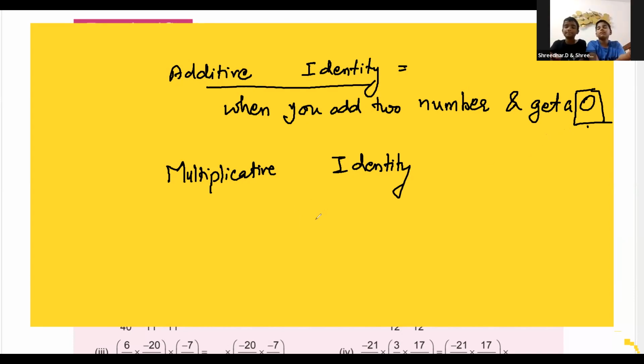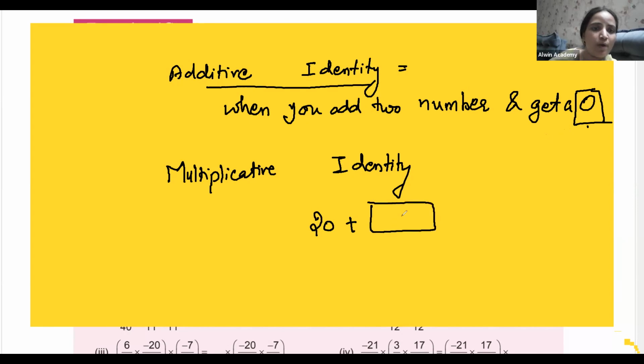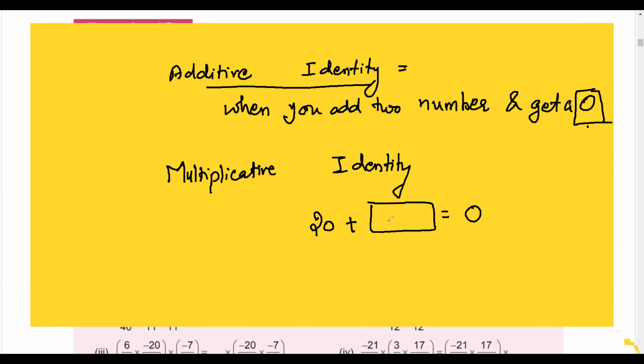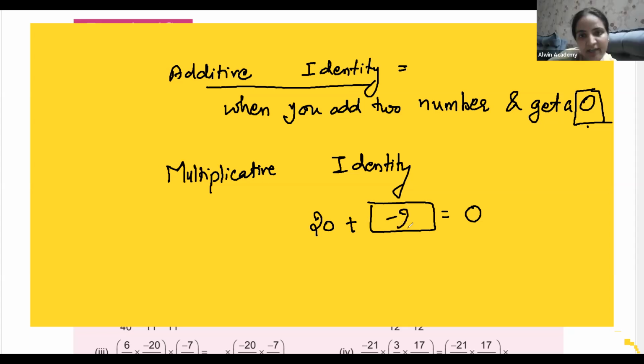So if I ask you what is the additive inverse of 20, that means what should you add to 20 to get 0? What is the answer, Samihan? Ma'am, minus 20. Negative 20, right? So additive inverse of 20 is negative 20 and the additive identity is 0.